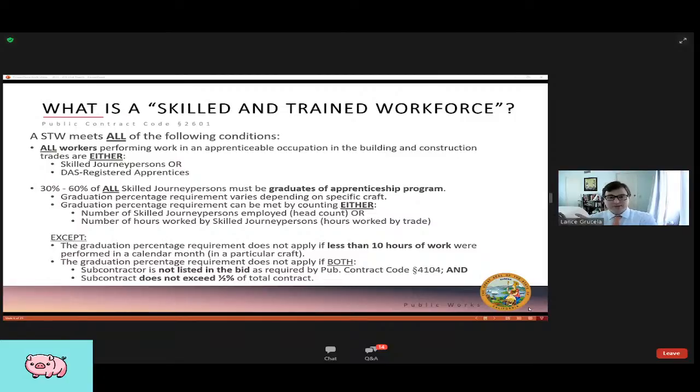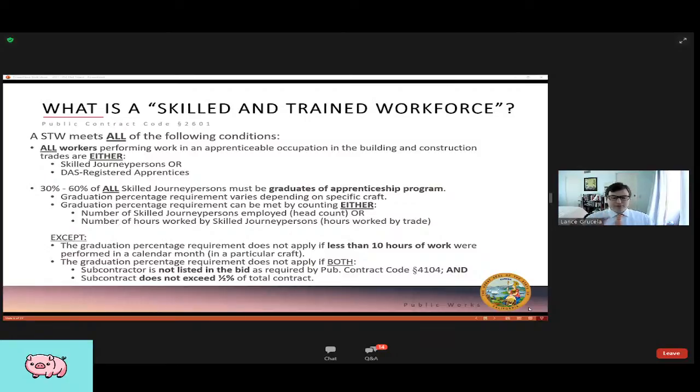So if they're not an apprentice, they are a skilled journey person. On top of that, 30 to 60% of all of those skilled journey persons have to have graduated from an apprenticeship program. Now the percentage depends on the craft, and we're going to get into that. Just keep in mind that you can meet the requirement by counting either head count, like the number of people, or the number of hours.